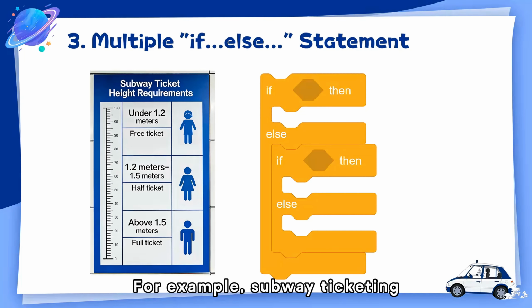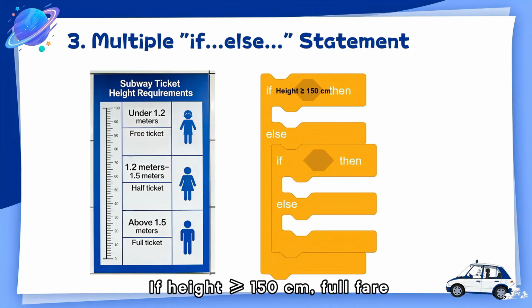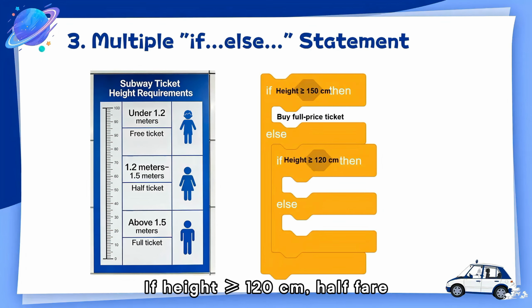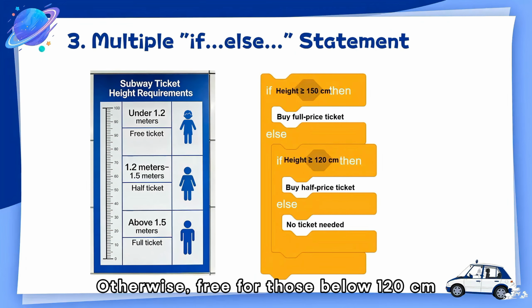For example, subway ticketing. If height is greater than or equal to 150 centimeters, full fare. If height is greater than or equal to 120 centimeters, half fare. Otherwise, free for those below 120 centimeters.